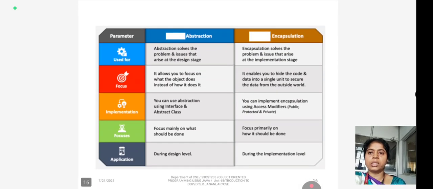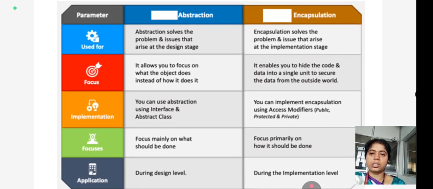So now we will see these two things in detail, abstraction and encapsulation. The parameters we are considering for encapsulation and abstraction are what they are used for, the focus, implementation, and applications. Abstraction is mainly used to address design stage issues. Abstraction solves the problems and issues that arise during the designing stage.